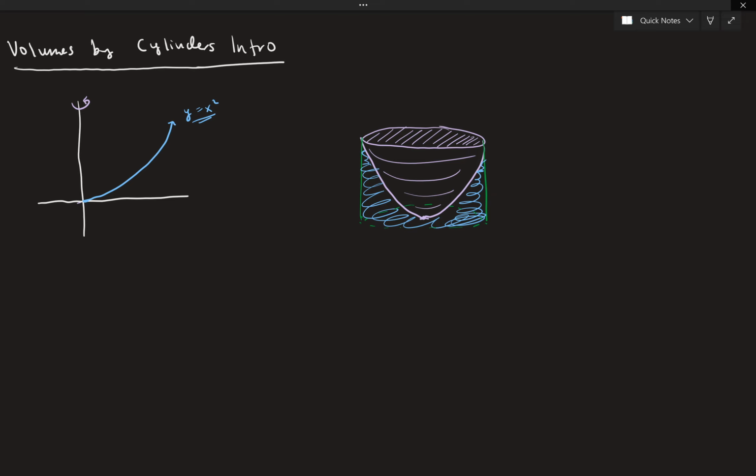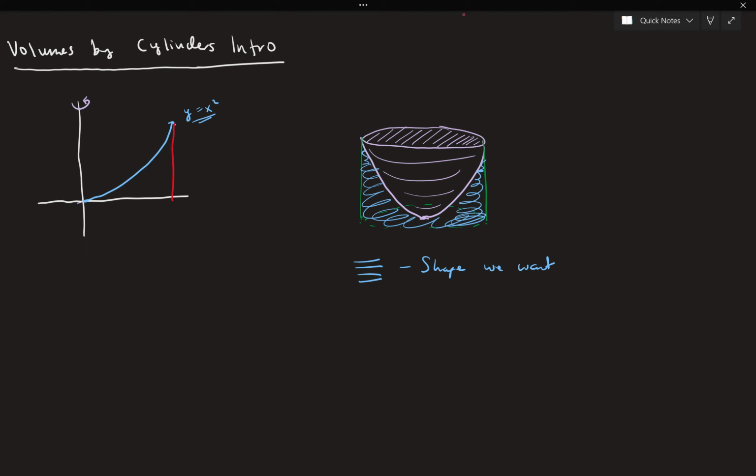Before I talk about any of that, though, I want to make sure we understand what this shape looks like. The shape that we're trying to do is in blue. I'm taking this region here, and I'm rotating all of that around. So it's in blue. So this purple bowl thing is not in it.